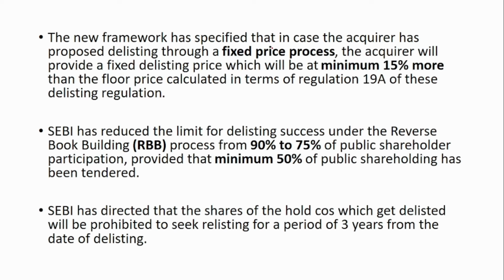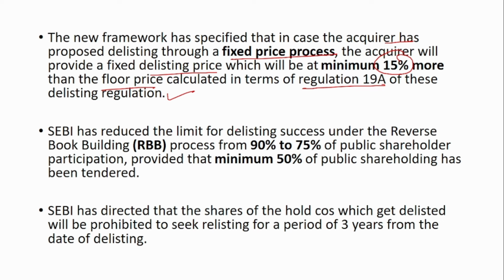So the new framework has specified that in case the acquirer has proposed delisting through a fixed price process, then the acquirer will provide a fixed delisting price which will be at minimum 15% above the floor price, which is calculated in terms of the regulation 19A of the delisting regulation. So you don't have to know how this price is calculated, but a floor price is calculated and a fixed delisting price which is 15% above the floor price is determined and is informed by the company to the shareholders.